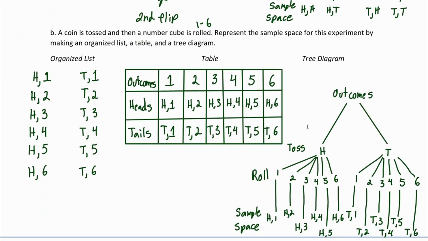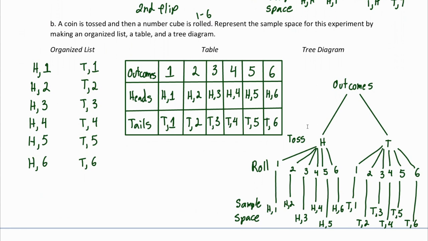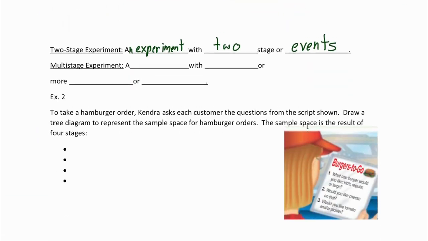Whereas in that part B, we had a coin toss. That's our first event. And then we had a dice roll. That's our second event. So we already have done the two-stage experiment, but we can also have multi-stage experiments, which is an experiment with 3 or more stages or events.